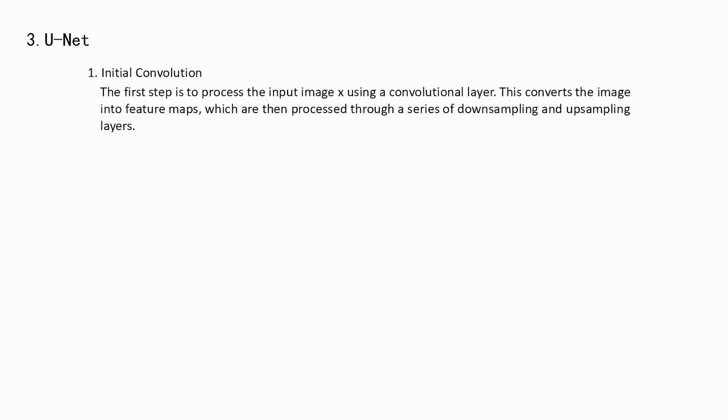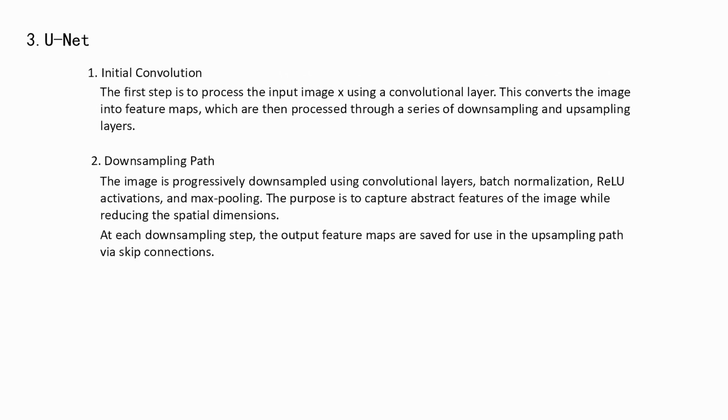1. Initial convolution. The first step is to process the input image X using a convolutional layer. This converts the image into feature maps, which are then processed through a series of downsampling and upsampling layers. 2. Downsampling path. The image is progressively downsampled using convolutional layers, batch normalization, ReLU activations, and max pooling. The purpose is to capture abstract features of the image while reducing the spatial dimensions. At each downsampling step, the output feature maps are saved for use in the upsampling path via skip connections.